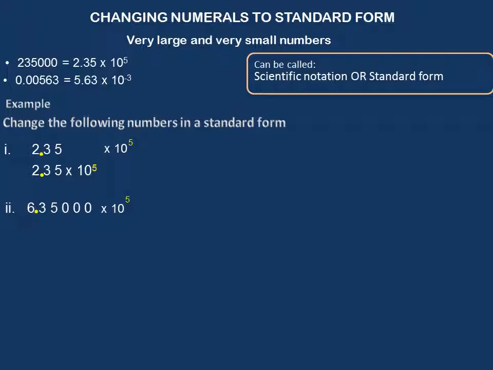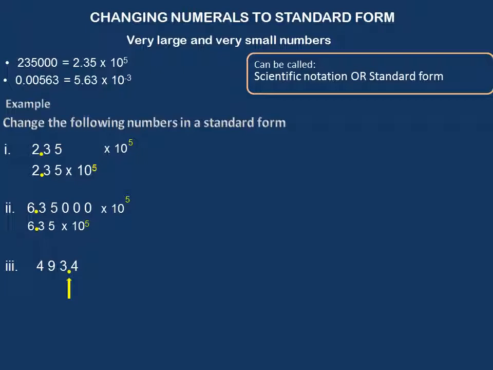It should be 6.3500 times 10 to the power 5. Yes, I haven't forgotten that. Now we ignore the zeros, therefore it's going to be 6.35 times 10 to the power 5. Let's have a look at another example. In this we've got 4,935. We need to convert it into standard form.